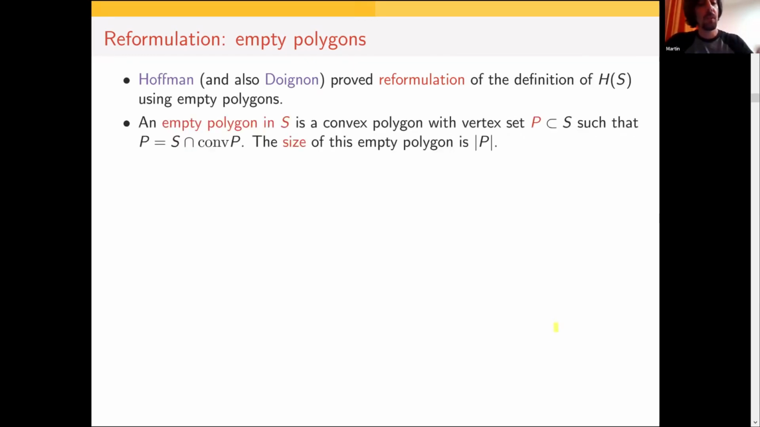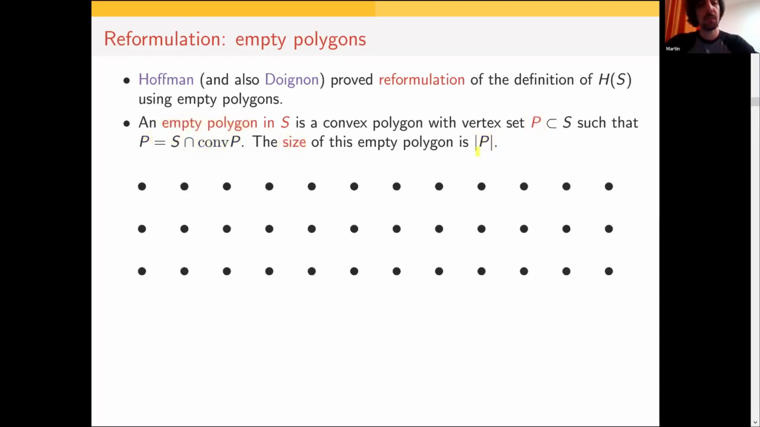An empty polygon in my point set S is a convex polygon with vertex set P, such that if I take the convex hull of P and intersect it with my point set S, then the only points of S that I meet in this convex hull are exactly the vertices, the points from P. And then the size of this empty polygon will be just the number of vertices of this polygon, so this is the size of P.